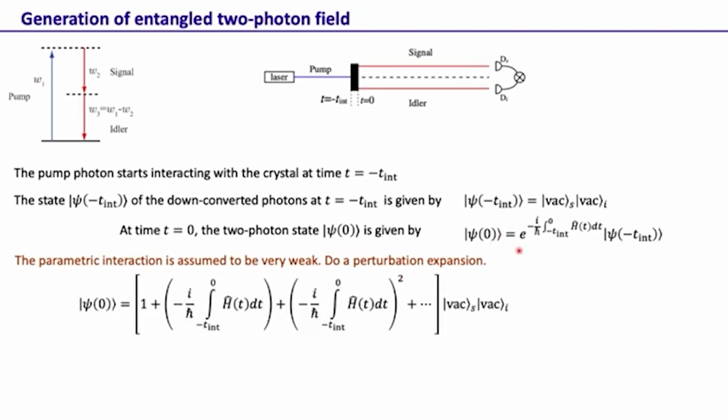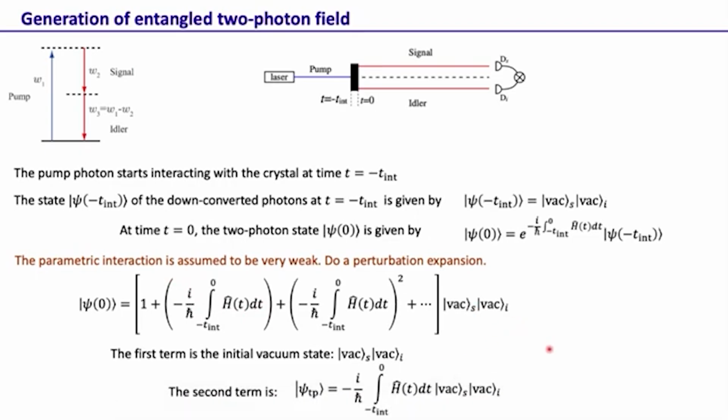So if we do a perturbative expansion, what we have is 1 plus this term, that is minus i over h bar integral H(t), and then plus the square of this term, minus i over h bar integral H(t), acting on this vacuum signal vacuum idler. We see that the first term is just the initial vacuum state. This 1 acting on vacuum S vacuum I just gives the initial state, which is vacuum S vacuum I. The second term, which is minus i over h bar integral H(t) dt acting on vacuum S vacuum I, is this. So that is the second term.